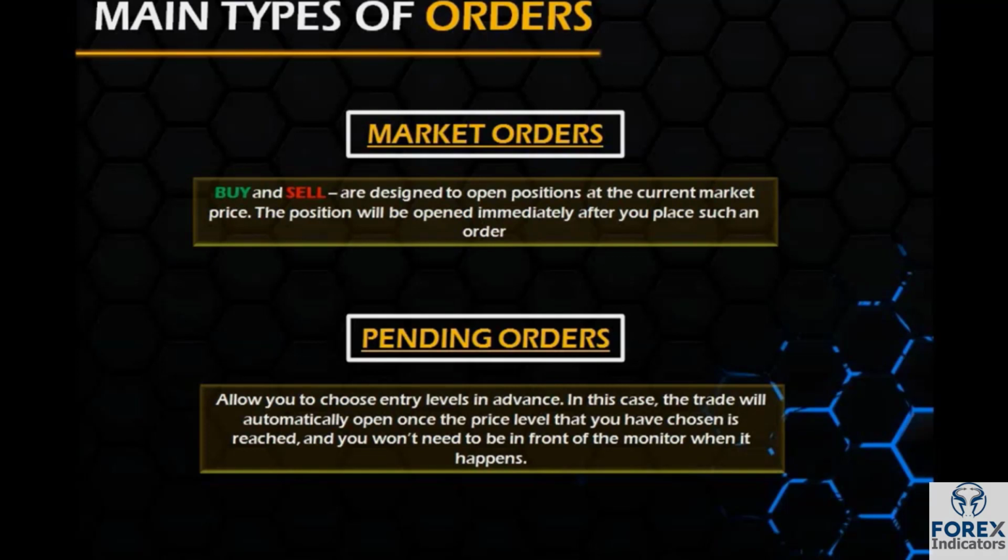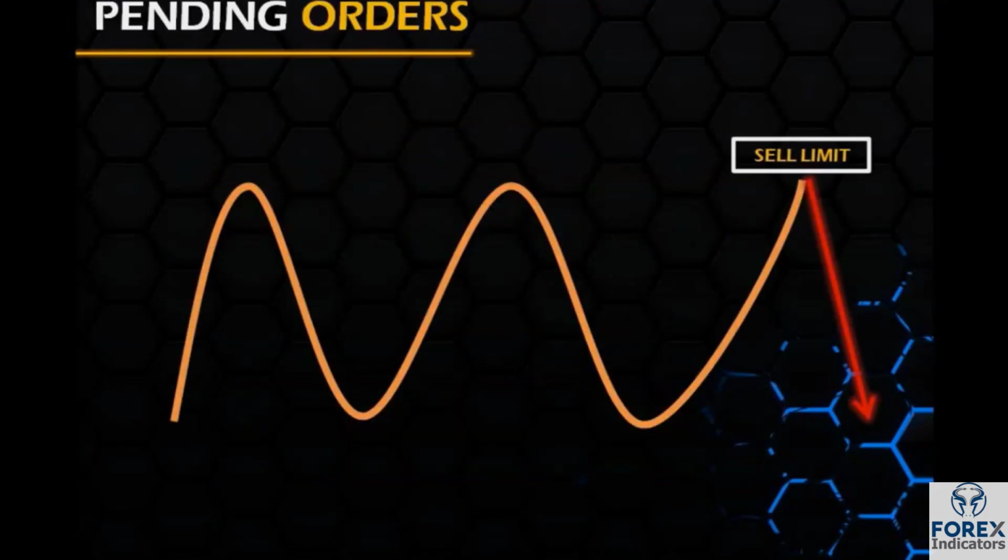So we also have pending orders. These are very useful if you're not in front of the monitor. They allow you to choose entry levels in advance. The trade will automatically open once the price level that you have chosen is reached, and you won't need to be in front of the monitor when it happens. We'll look into that right now because we have all types of pending orders.